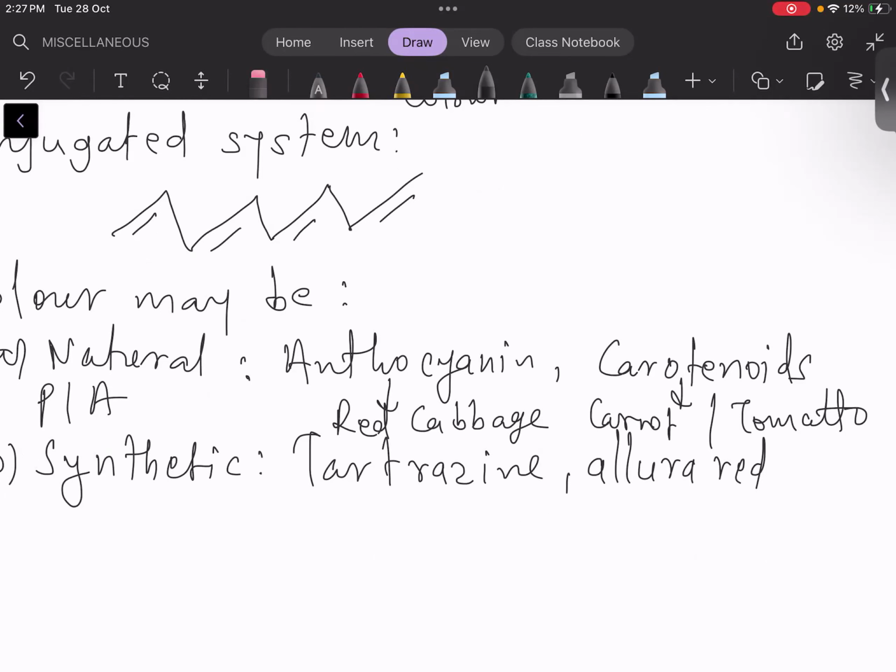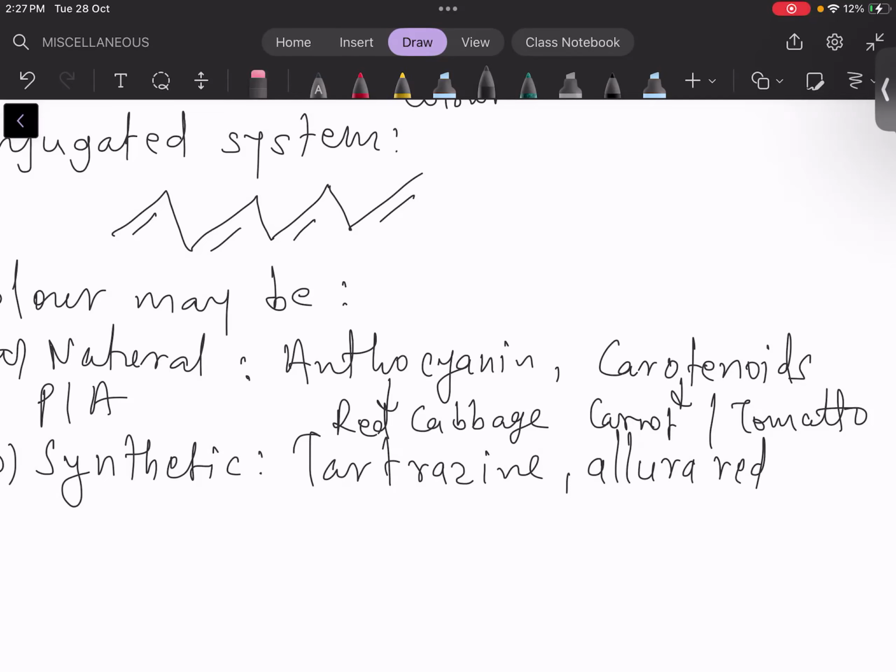Okay. What is the chemistry behind it? A compound which imparts a color to the substrate must have a chromophore in it. It is the part of the molecule that is responsible for absorbing light and thus gives a color complementary to it. And that is called the chromophore.